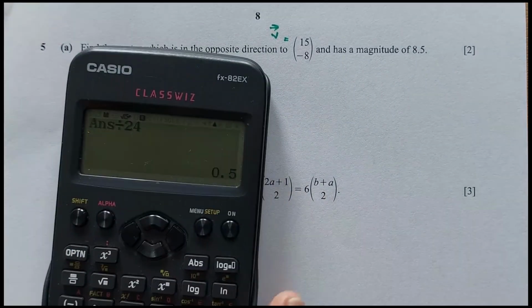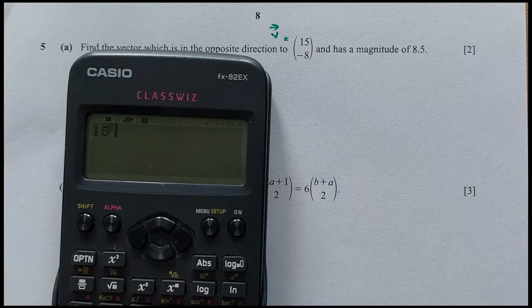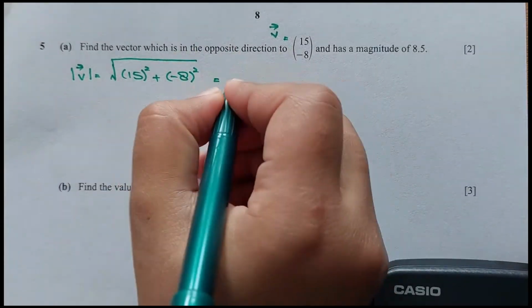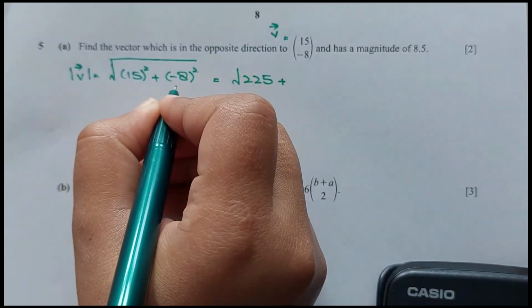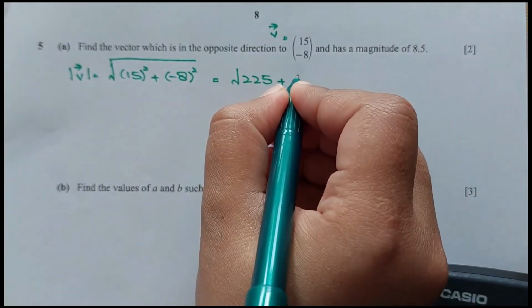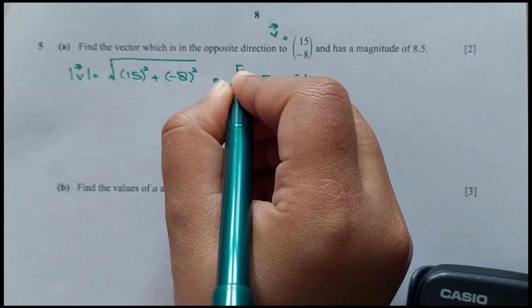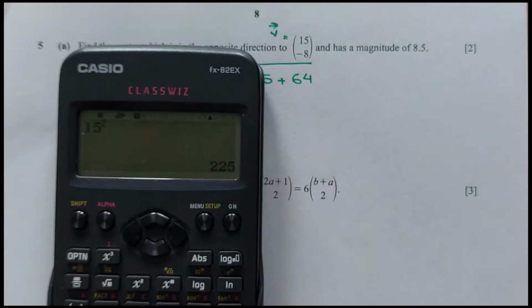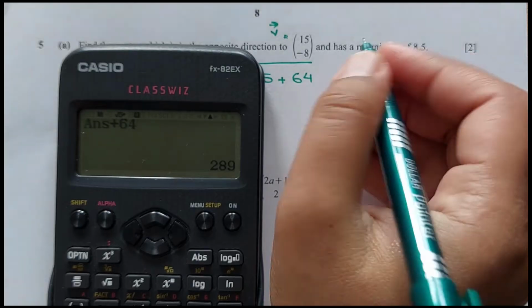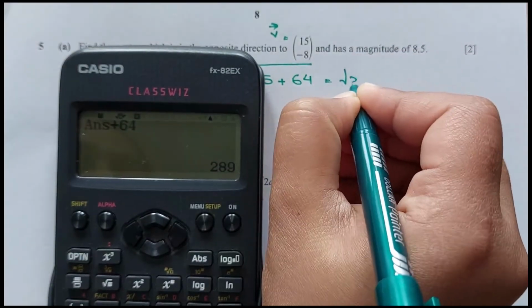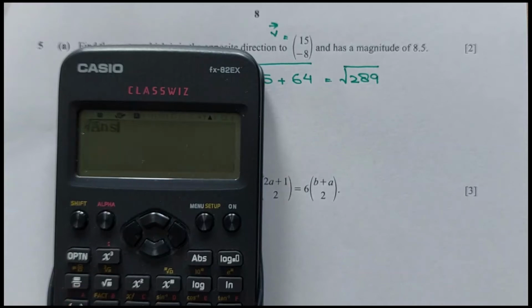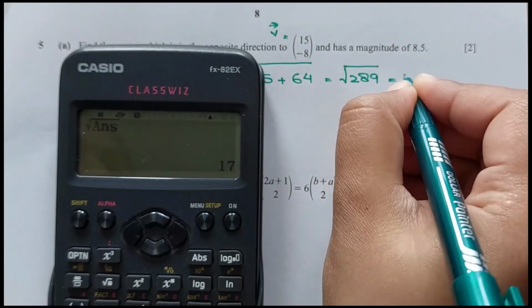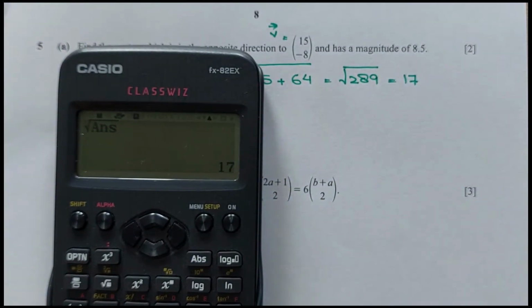Okay, so we have 15 squared is 225, the square root of 225 plus negative 8 squared. 8 squared is 64, 8 times 8 is 64. And 225 plus 64 is 289. And the square root of 289 is 17. So the magnitude of this vector is 17.